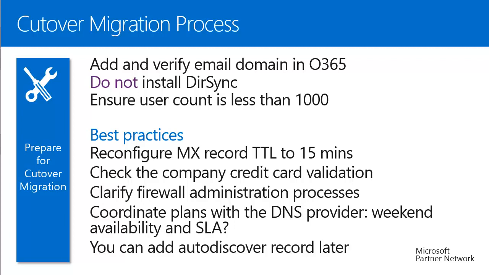The second one is you need to check the company credit card, if it's valid, if it's really a company credit card. Again, this can cause some delays in the migration if something is wrong with that credit card. The third one is the firewall administration. If you need to make any kind of changes on the firewall, if there is any firewall at all, you need to clarify who will administer the firewall and what processes you should maintain.